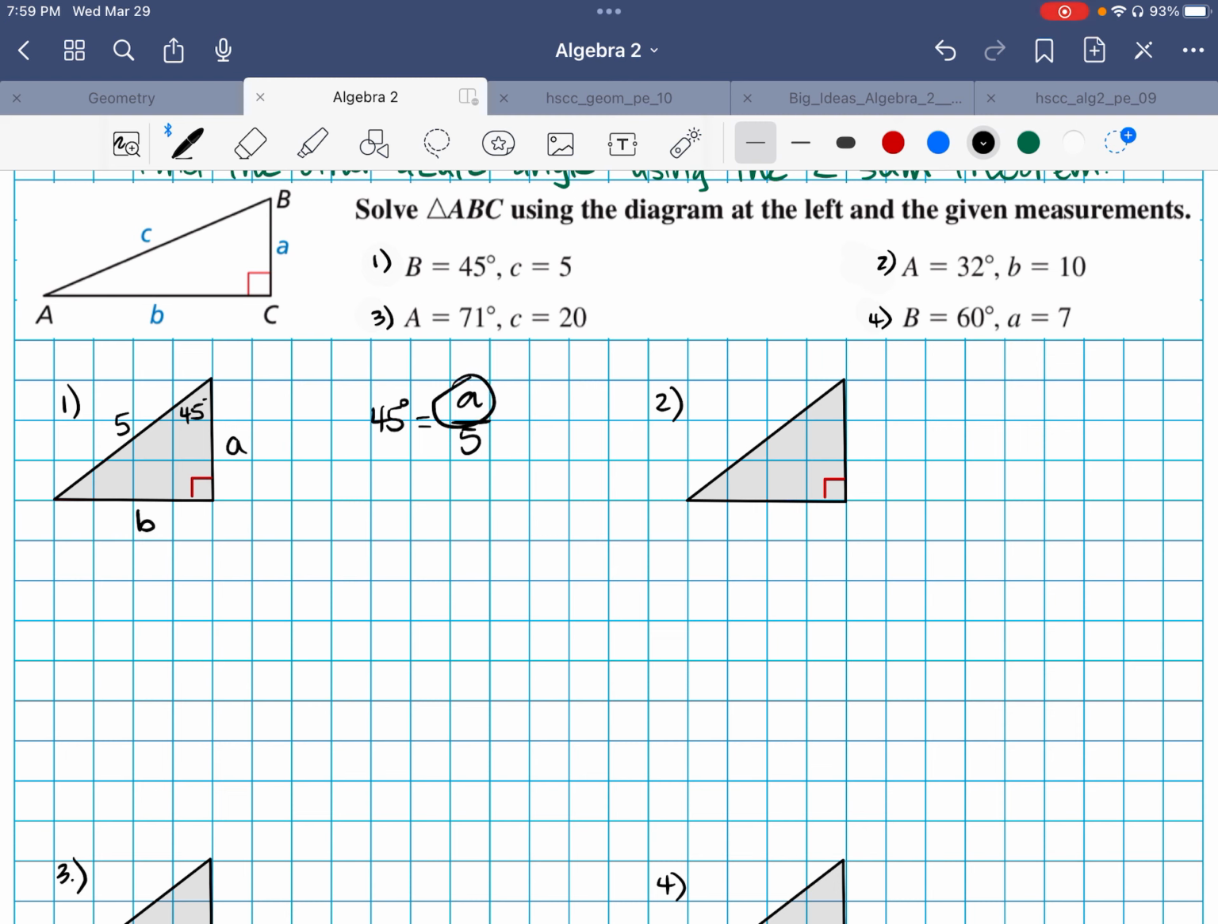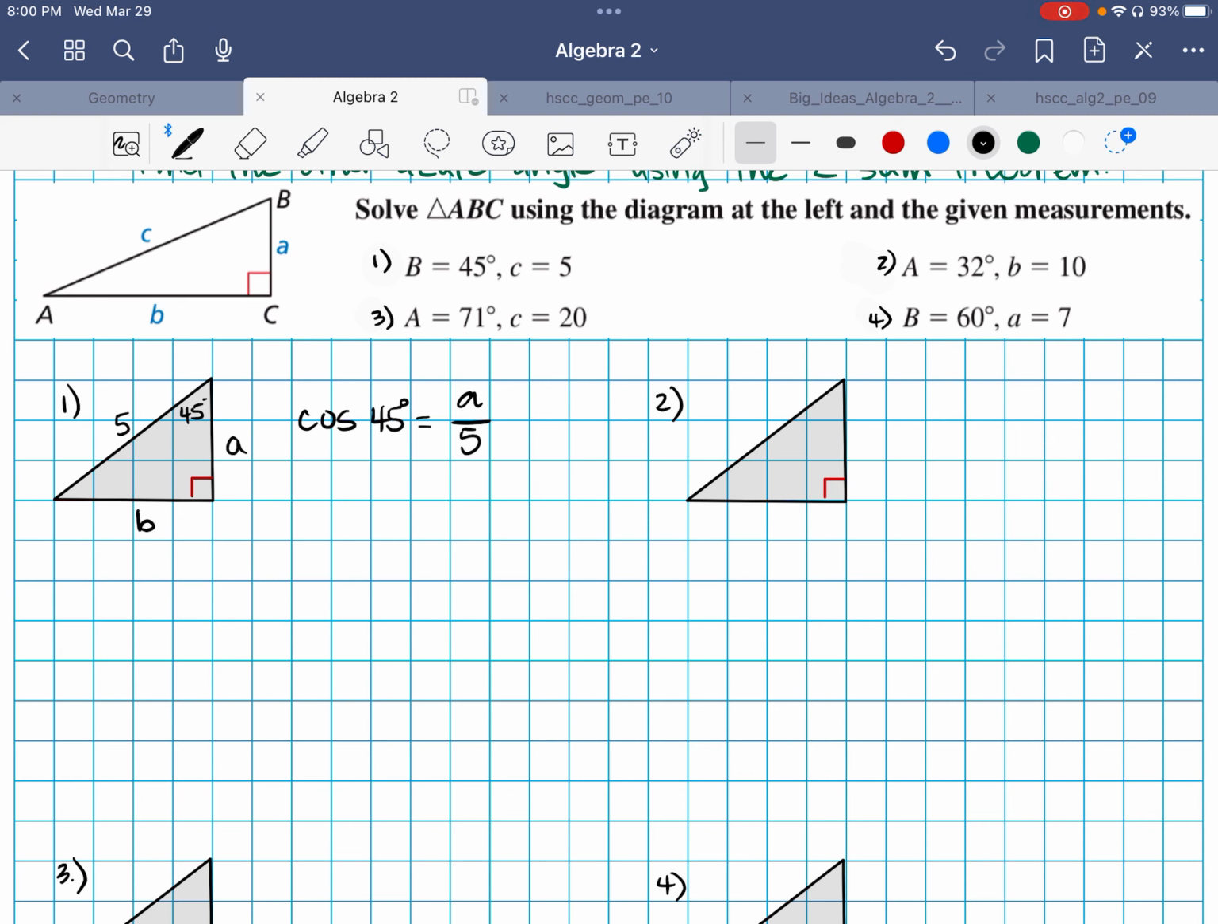Now, noticing that I'm using the A in this problem right here, I know that A is adjacent to the 45 degrees. So I'm going to use cosine for this problem. So we'll write cosine of 45 degrees is equal to A over 5. That's the first equation. I also have to set up a second one, but I'll set up the second one after I solve this one here.